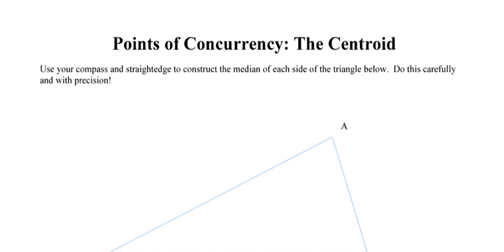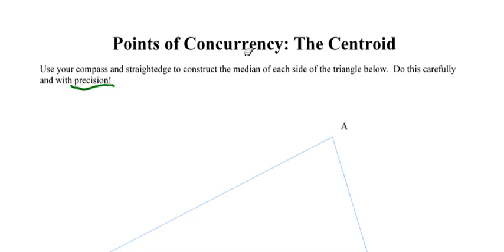In this video, we're going to explore a second point of concurrency called the centroid. In order to do this, you're going to need your compass and straight edge, just like with the last video on points of concurrency. In this video, though, we're going to use our compass and straight edge to construct the three medians of the triangle below. Like we did in the first video, we're going to make sure that we do this carefully and with precision.